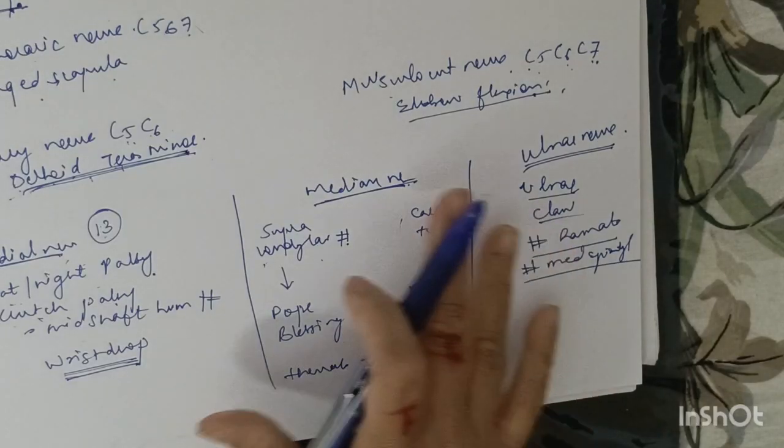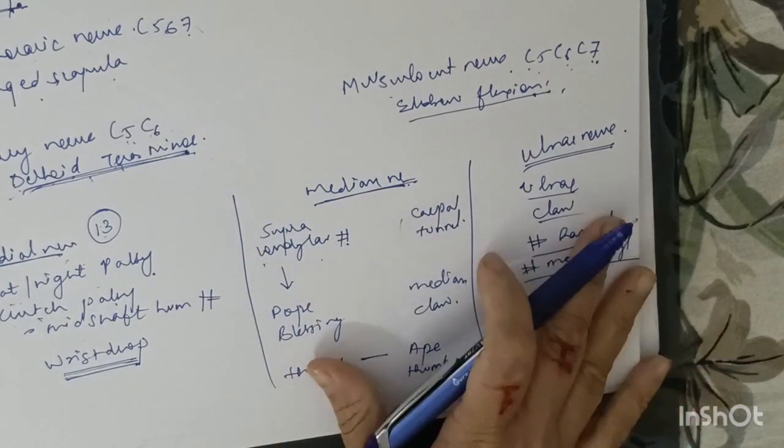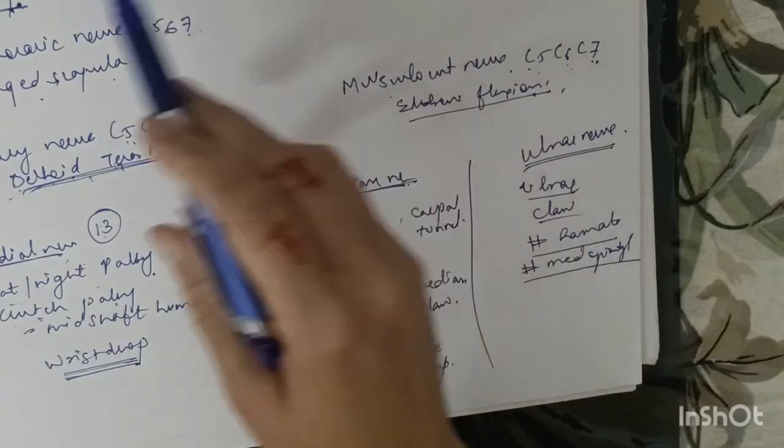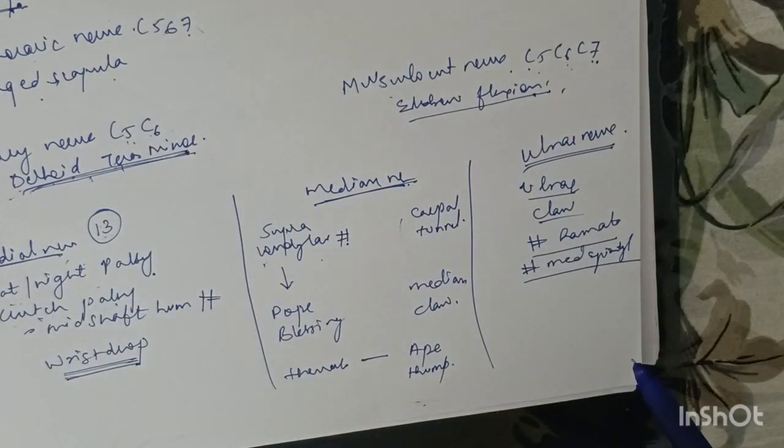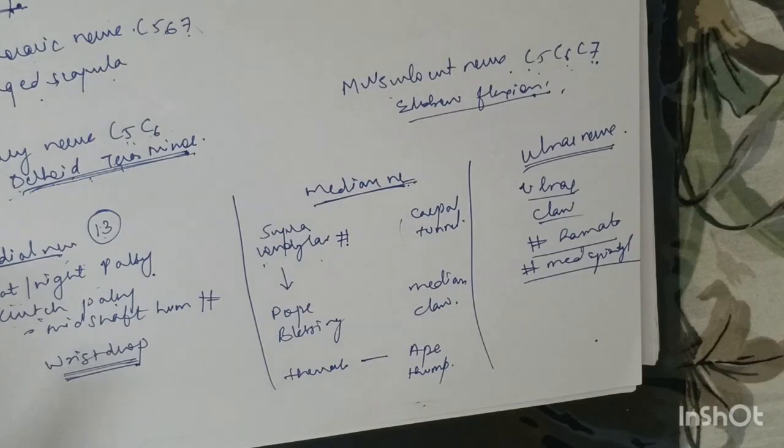Fine. So in case of a brachial plexus injury, this is what you have to rule out. This is how you have to rule out. I hope you had an idea about the brachial plexus.